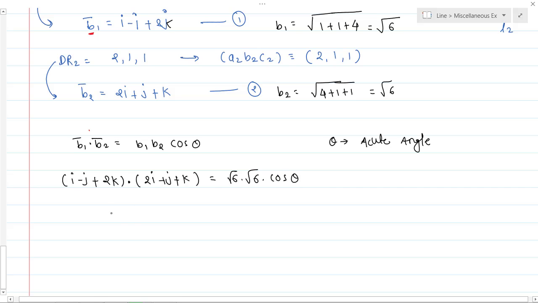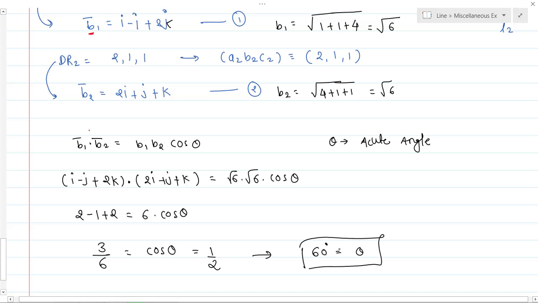Okay, let's have i dot i equals 2, j dot j equals minus 1, k dot k equals again plus 2, which equals root 6 into root 6, that is 6, into cos theta. So यहाँ पे कितना आ गया बस 2 2 4 आ गया, 4 minus 1, 3 आ गया. So 3 by 6, if I do, I will get cos theta, which is nothing but 1 by 2. And for what value of angle does cos theta become 1 by 2? That is nothing but 60 degrees. Okay, so theta becomes 60 degrees.